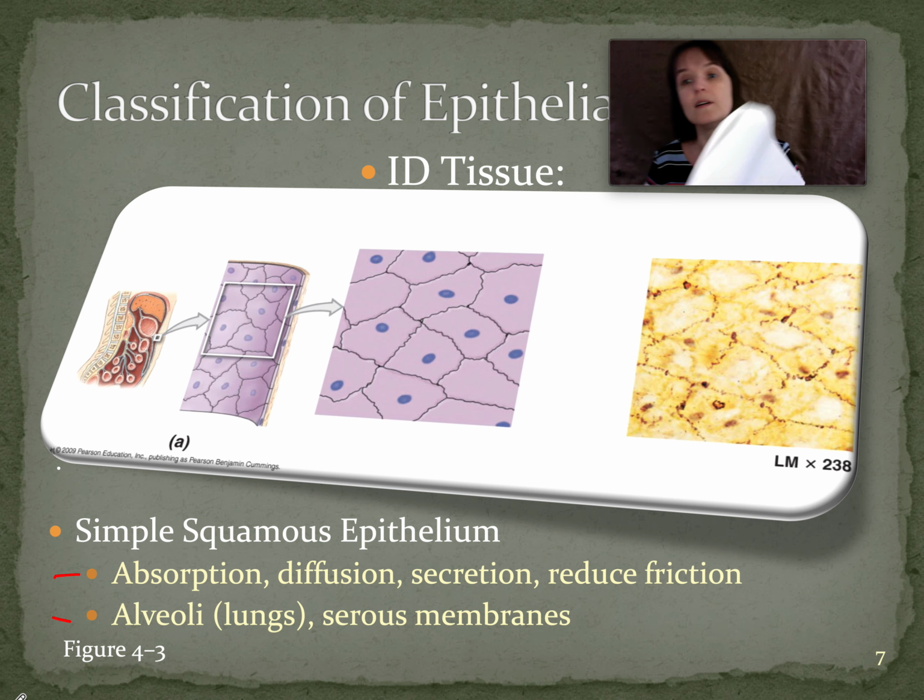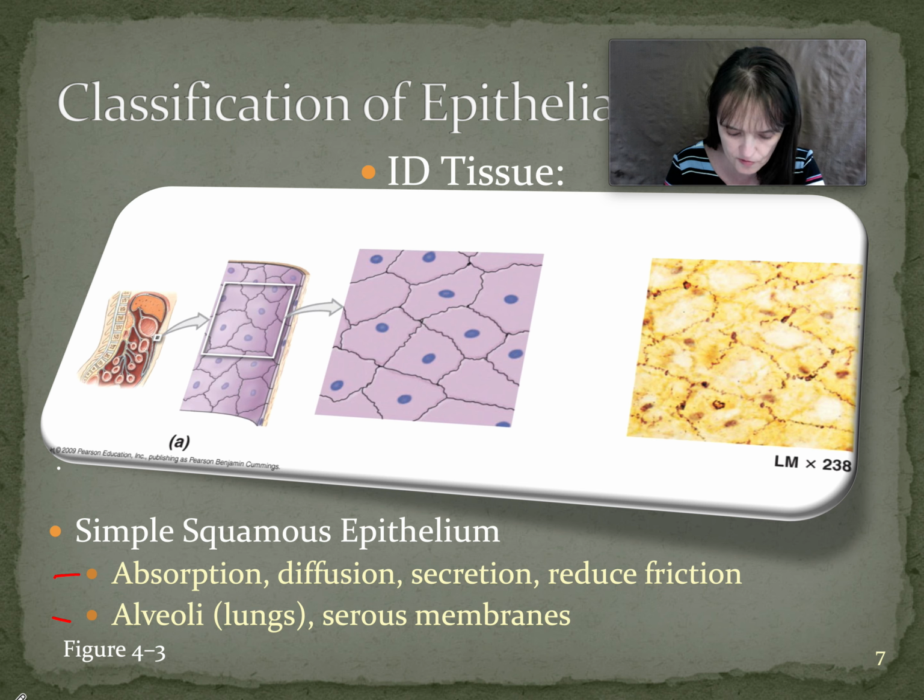The locations are the alveoli in the lungs, and those function in diffusion, and also the serous membranes, which reduce friction. So the serous membranes are the pleura, the pericardium, and the peritoneum. Those are the serous membranes. Remember, the inner membrane is the visceral layer, and the outer layer is the parietal layer. Lots of P's. And also the inner lining of the heart and the blood vessels.